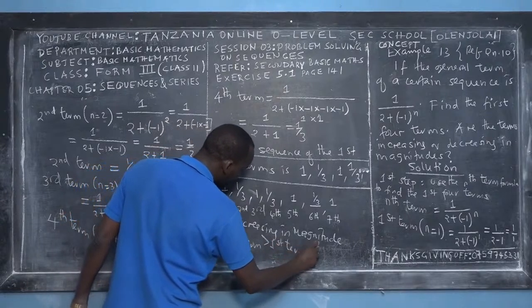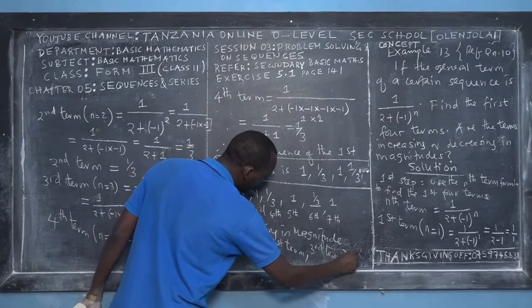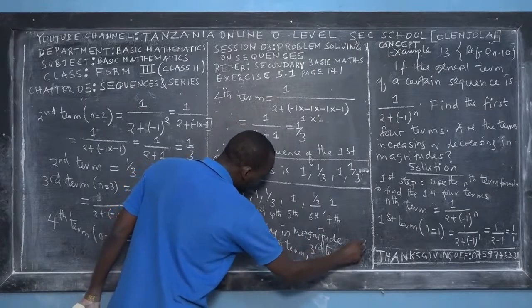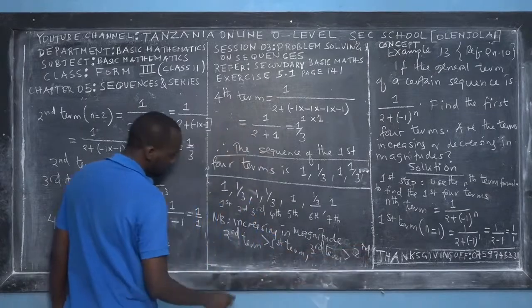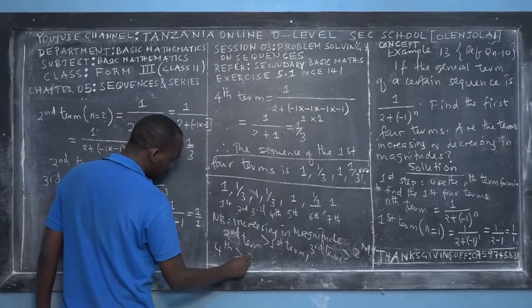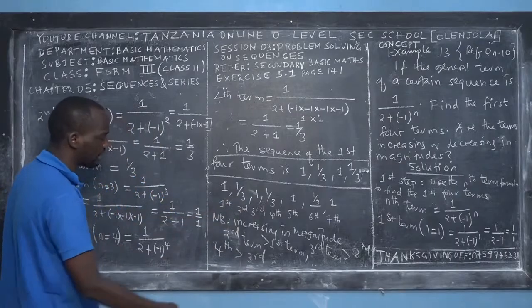The third term should be greater than the second term. The first term should be greater than the third term. So you examine something like that. For decreasing, it is vice versa.